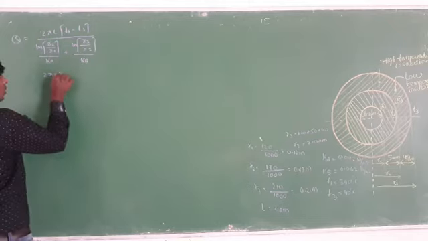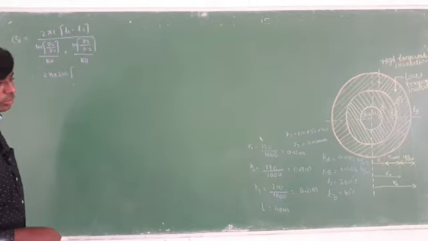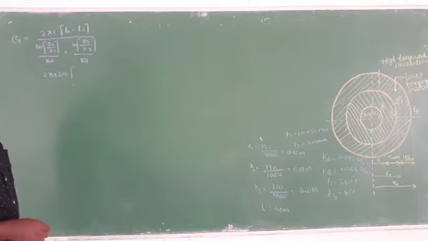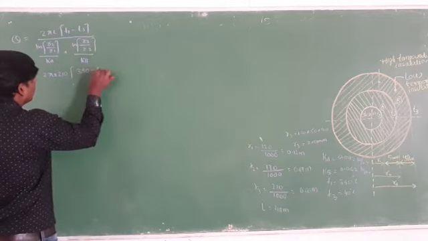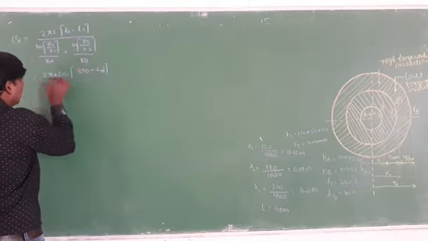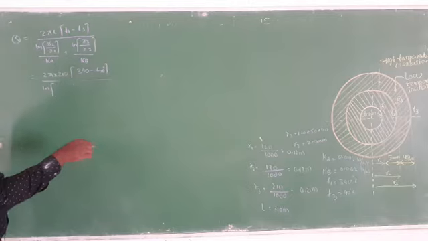How much is it given? 210. Initial temperature is equal to 390. Final temperature is equal to 40 degree. After that what you have to do? ln of R2 by R1. You got the value of R2.